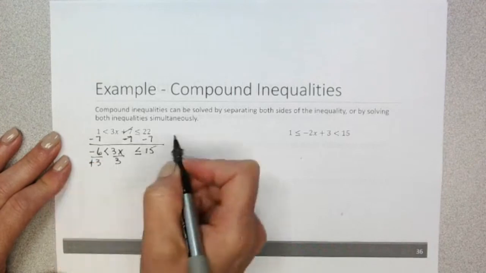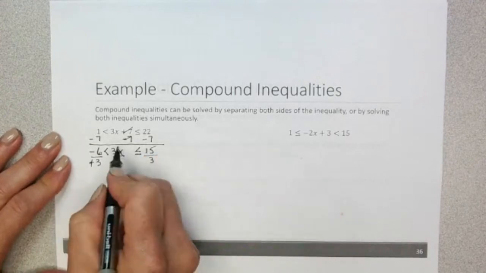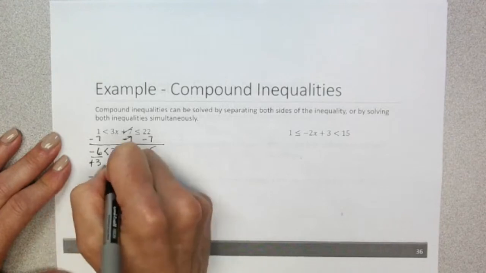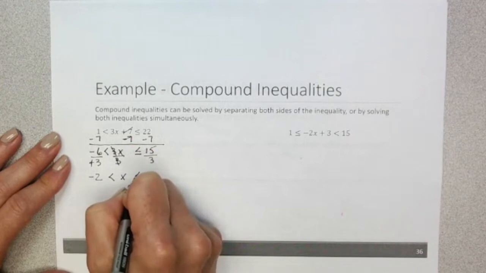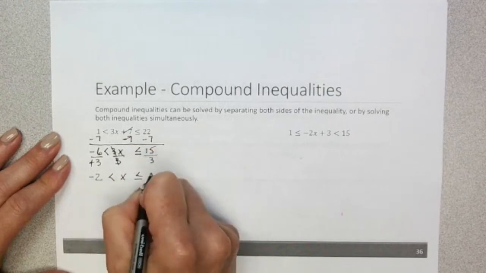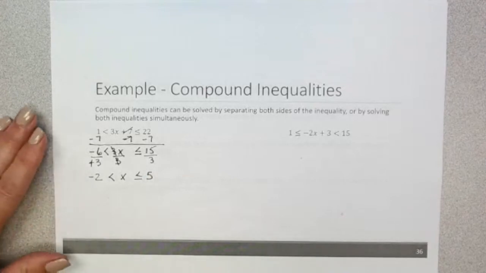Oops, that's not -3, that's +3. We're dividing by +3. All right, -6 divided by +3, that's -2. So -2 is less than x, which is less than or equal to 15 divided by 3, that's 5. All right? There's the solution as an inequality.